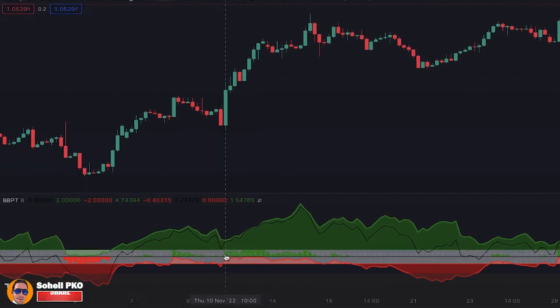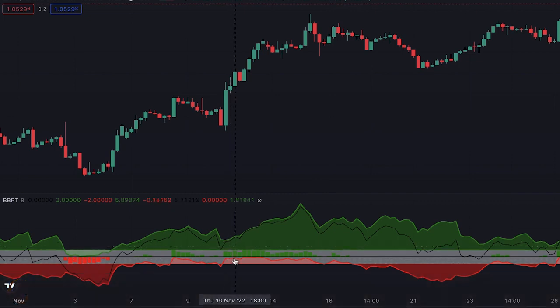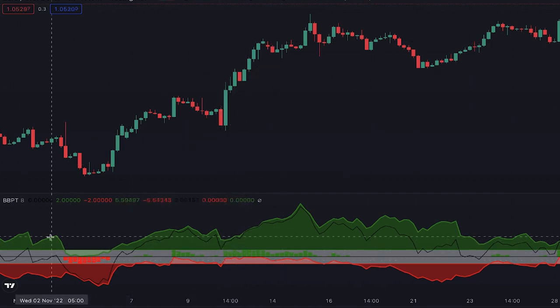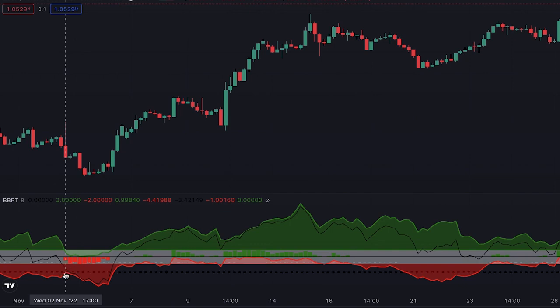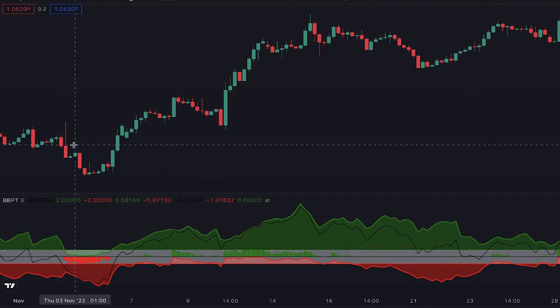Green histogram bars appear when the bull line is above the +2 level and the bear line is above the -2 level. This shows very weak selling pressure, and in this situation it shows a complete bull run. And red histogram bars form when the bear line is below the -2 level and the bull line is below the +2 level. This shows buyers are very weak and the selling pressure is very strong.